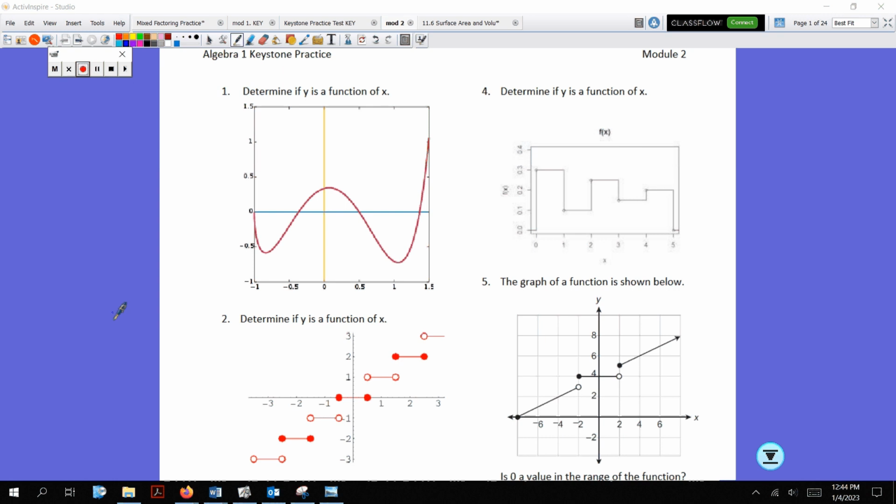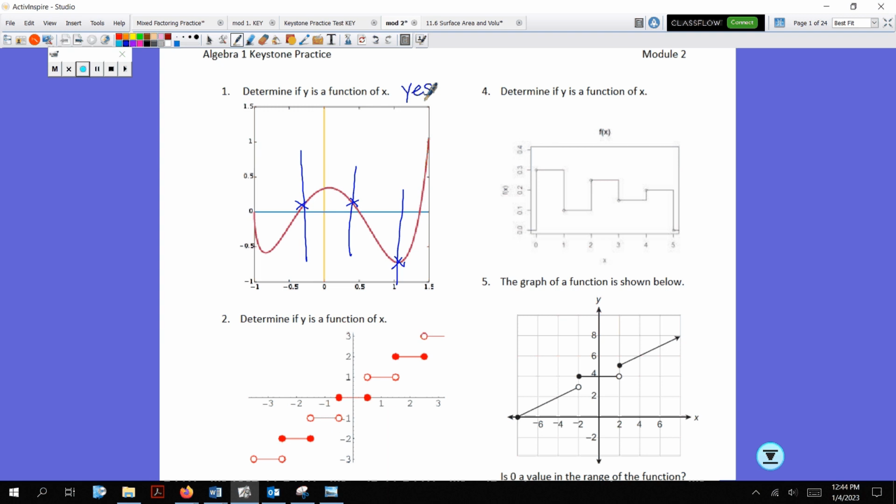The first page is all asking the question, determine if y is a function of x. That just simply means, is the graph a function? If you're given a picture, you can do what's called a vertical line test. As long as that vertical line only intersects one point on the graph, it is a function. So number 1 is yes, this is a function.